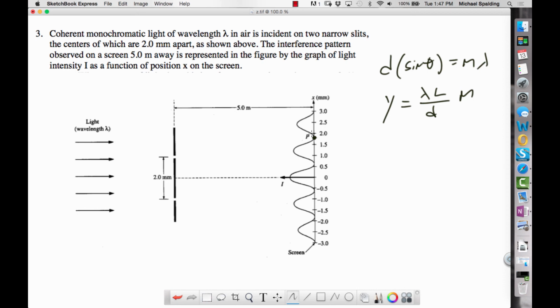Determine the path difference between the light arriving at this point from the two slits. So we're looking for d sine theta. We got a ray that goes boom like that. Oh, we're out of time.